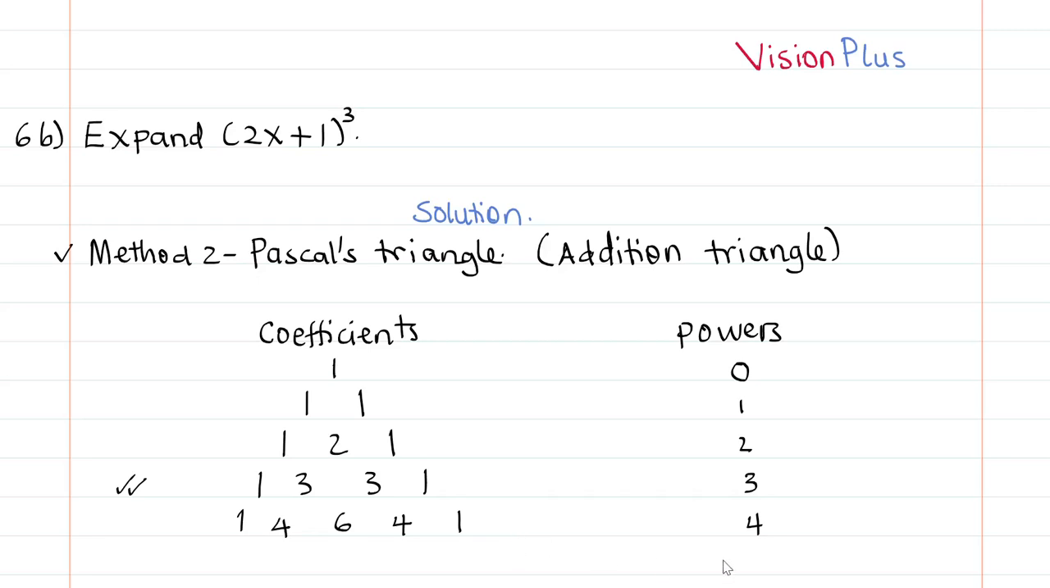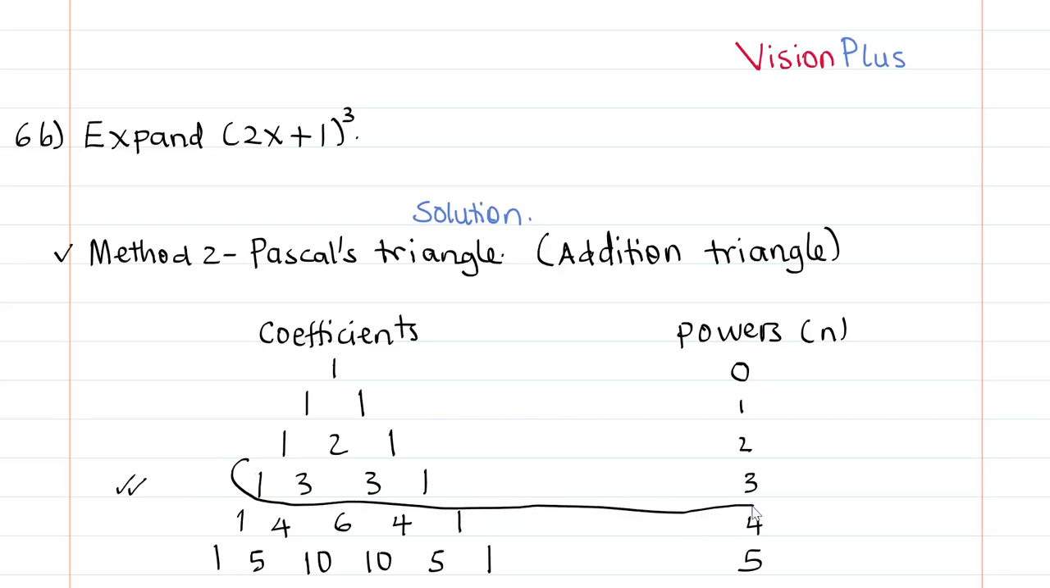And it continues. Okay, if the power is 5, we simply say 1 plus 4 is 5. 4 plus 6 is 10. 6 plus 4 is 10. 4 plus 1 is 5. And then you put 1 and 1 at the end. So if the power is 5, there are 6 coefficients on that number. But without wasting time, we have seen clearly that these powers are the n. Our power n is 3. So we shall stop here. And these are the coefficients that we are going to use later.